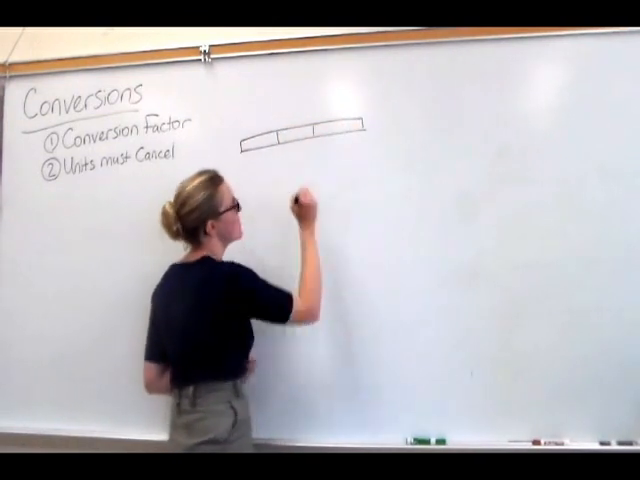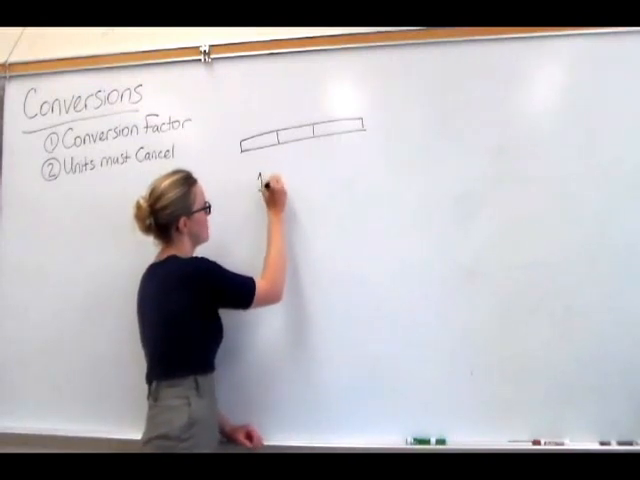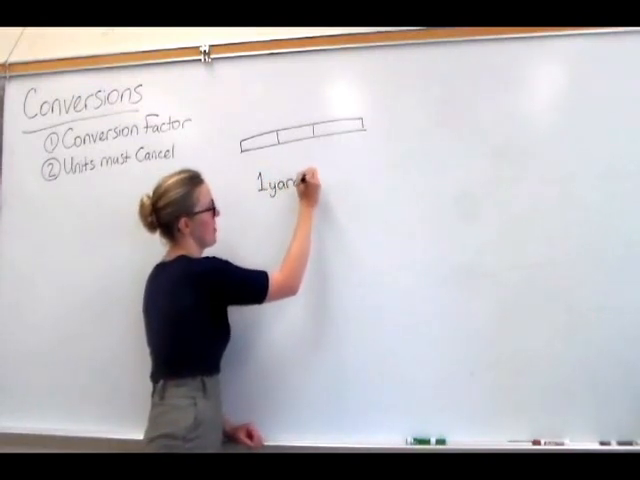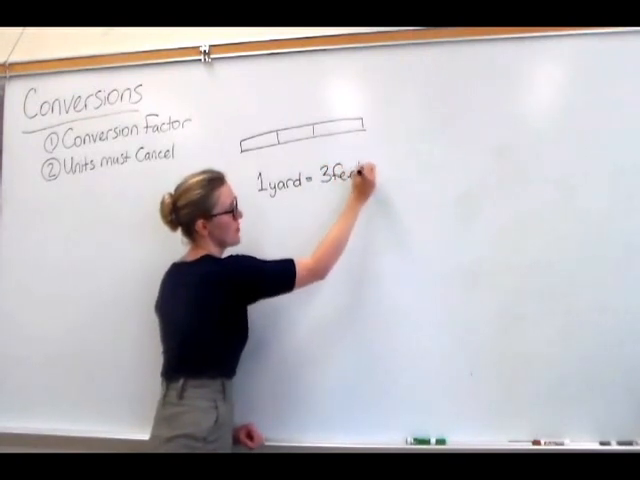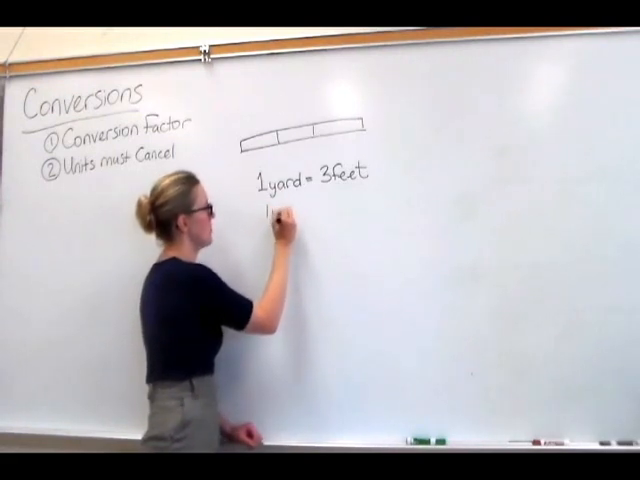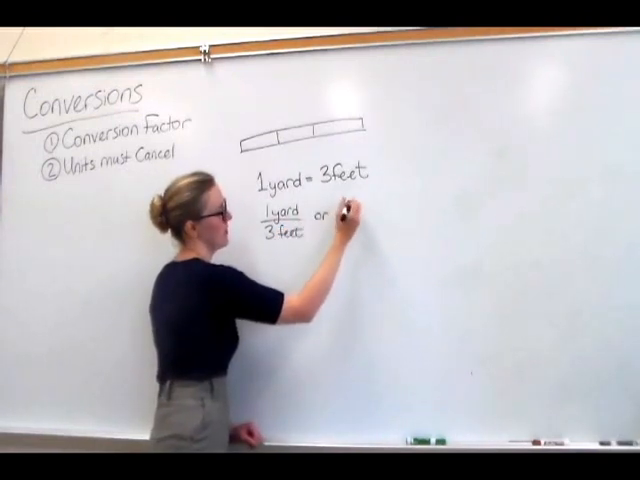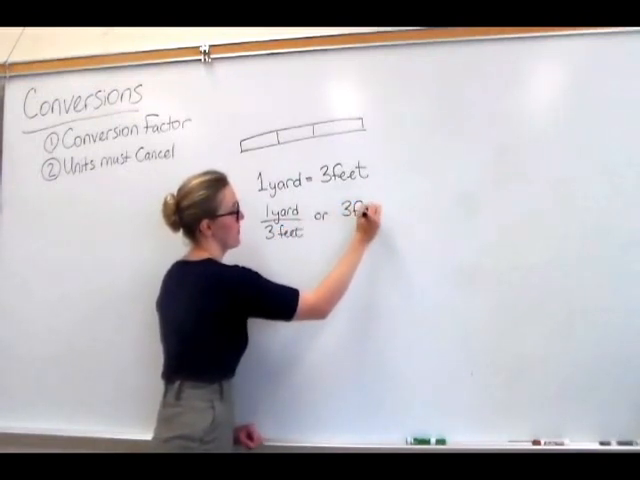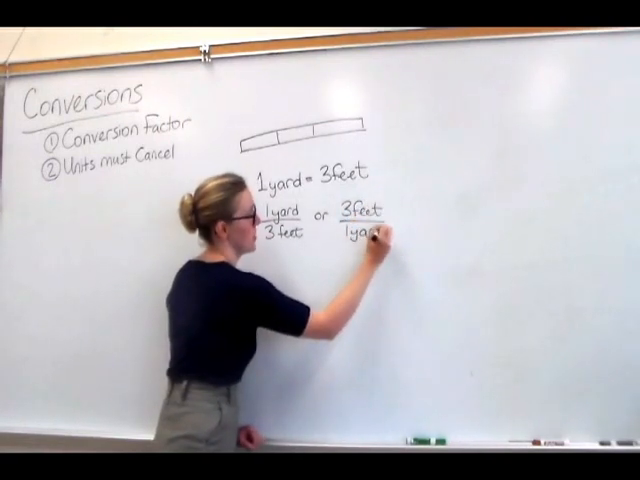So if we think about a yardstick, we can write the statement that 1 yard is equal to 3 feet. Or if we write that as a conversion factor, in 1 yard, there are 3 feet, or 3 feet make up 1 yard.